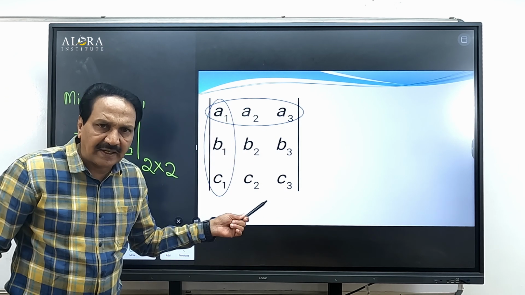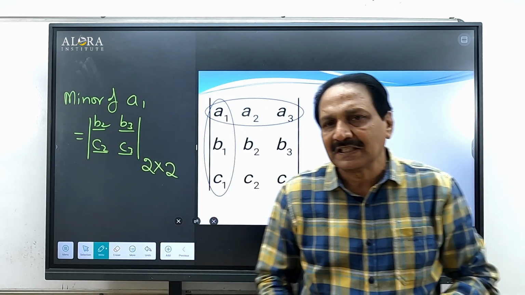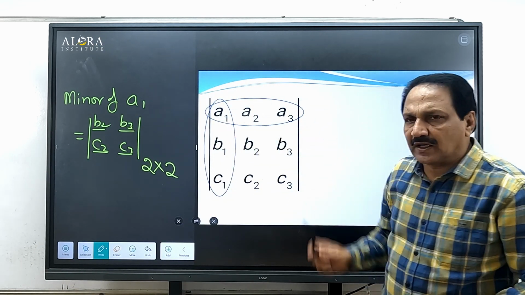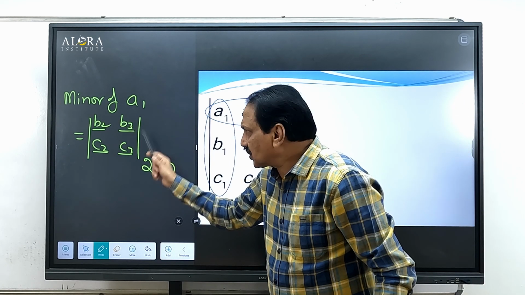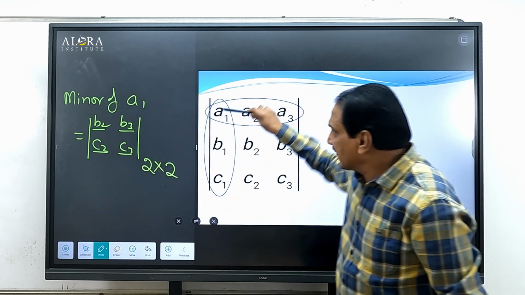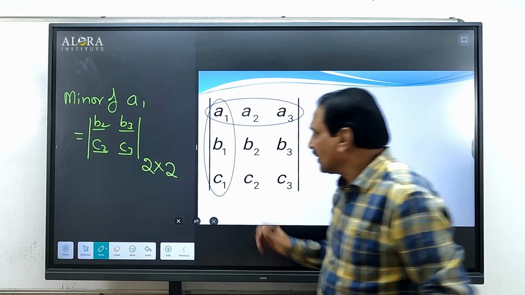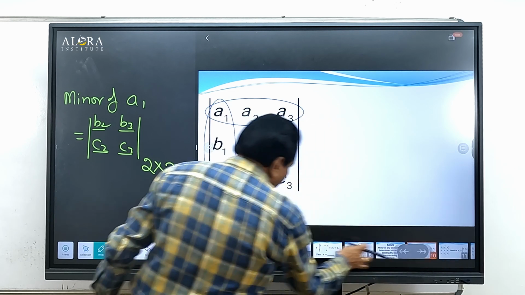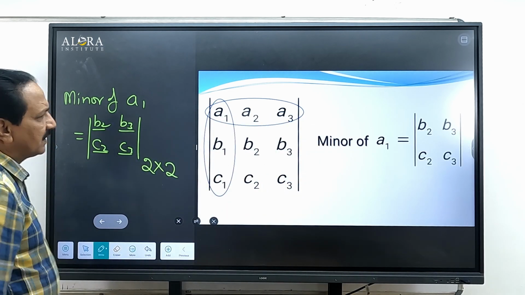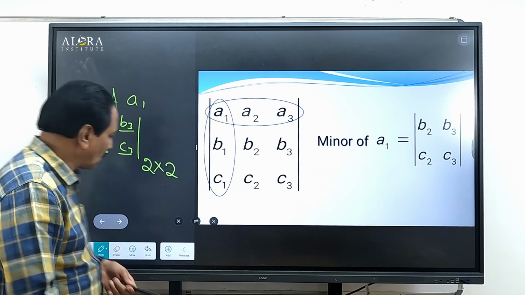The remaining elements, if you write it in the determinant form, that's called as minor. So what is the minor of A1 or minor of any element? It is a determinant which is obtained by deleting the row and the column containing that element. Suppose, look at the screen now. The minor of A1 will be shown here. The minor of A1: B2, B3, C2, C3. That is the second order.